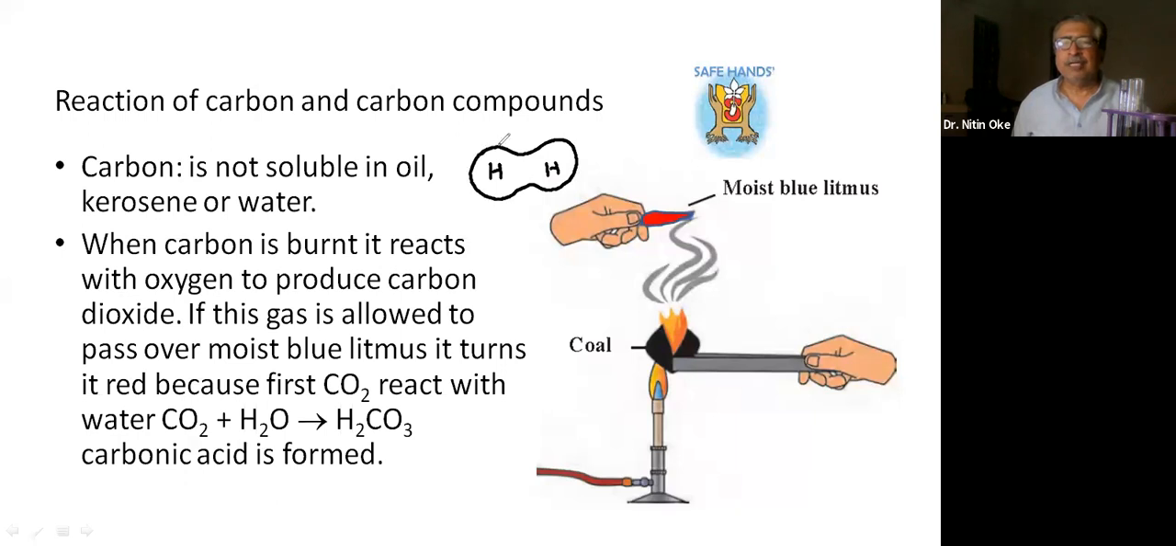This is what hybridization is. So this is the way the electrons will rotate.